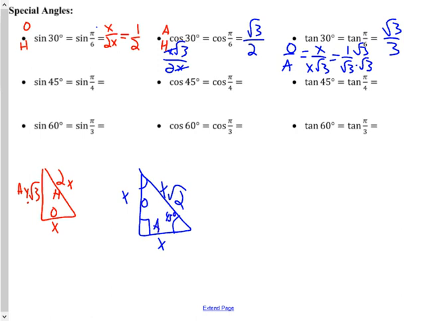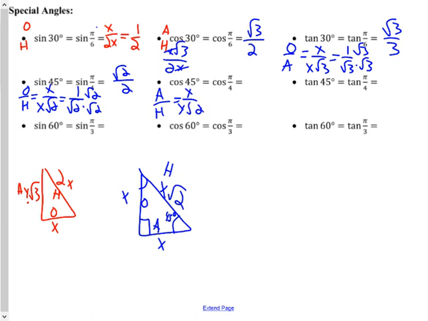Opposite and adjacent are the same. Hypotenuse is here. So what is opposite over hypotenuse? I've got x over x root 2. The x's cancel. 1 over root 2 becomes root 2 over 2. What about cosine? Well, it's going to be the same thing because adjacent and opposite are the same. So instead of showing all that work again, I'm just going to show you this. And again, you can look back here if you want to see it. Now we're going to get square root of 2 over 2.